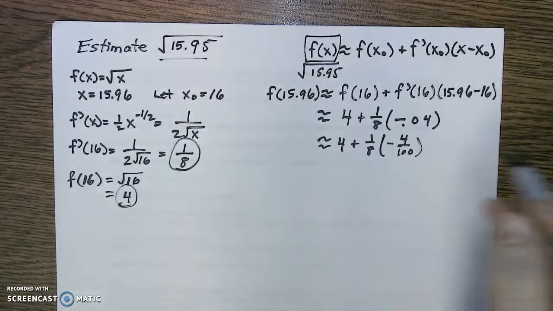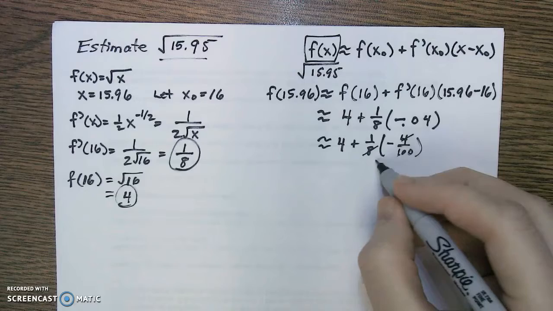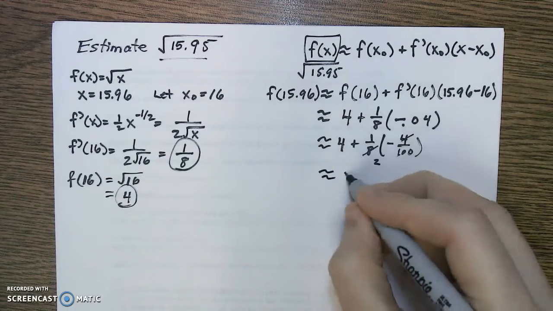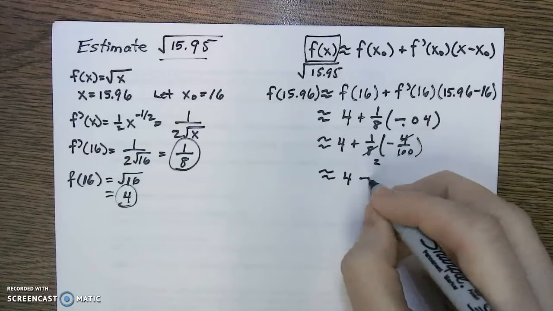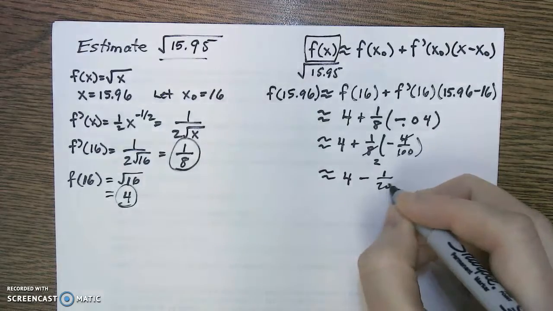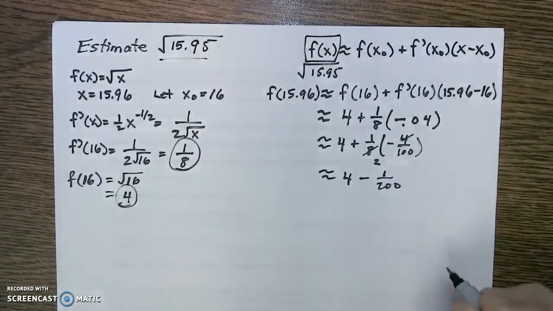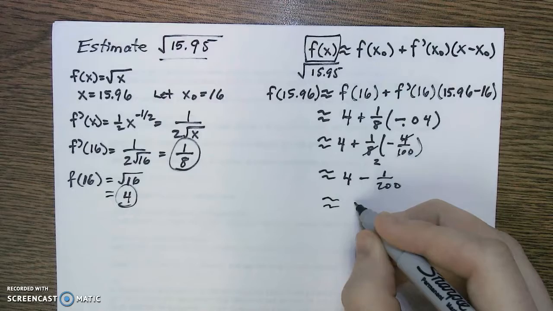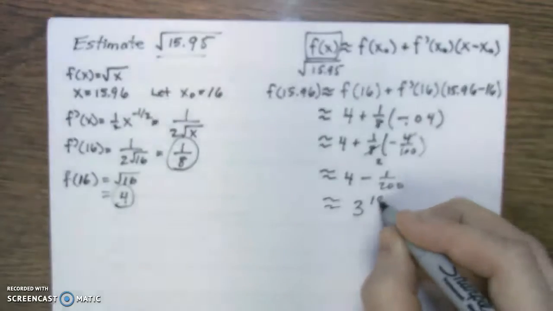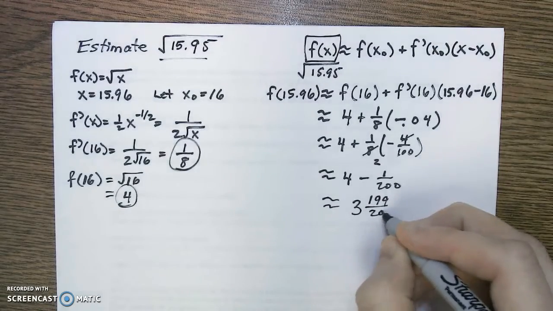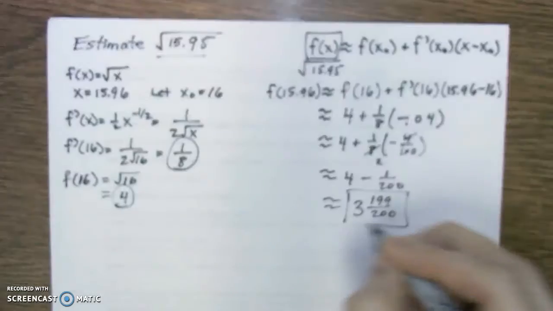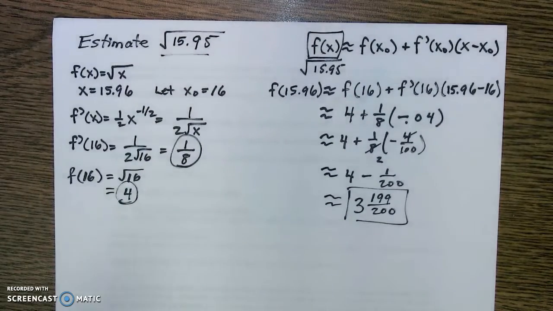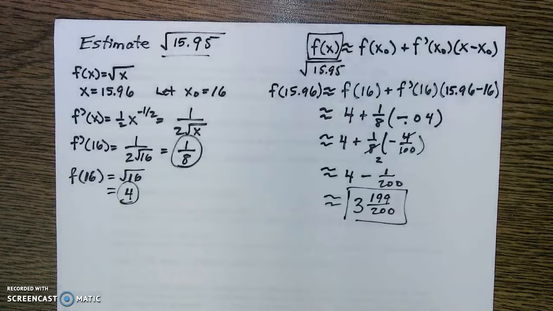If we reduce our 8 and our 4, that would leave a 2. And there's a negative, so I get 4 minus 1/200. And then if I subtract those, that's about 3 and 199/200. So that is what we are approximating to be the square root of 15.96.